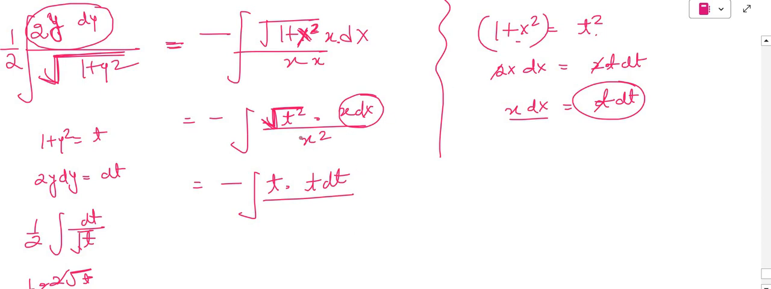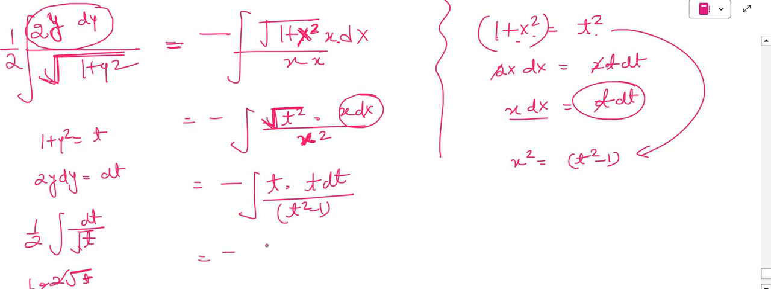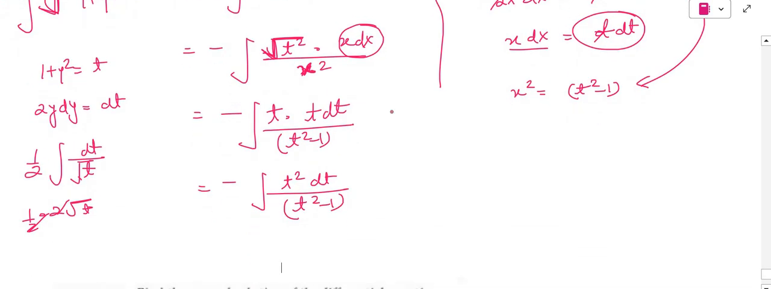Okay, so we need x square. We assumed 1 plus x square is t square. So can I say x square is t square minus 1 from here? So it will be t square minus 1. So can I write it as t square dt by t square minus 1. Okay, now how to integrate it? What to do to integrate it?